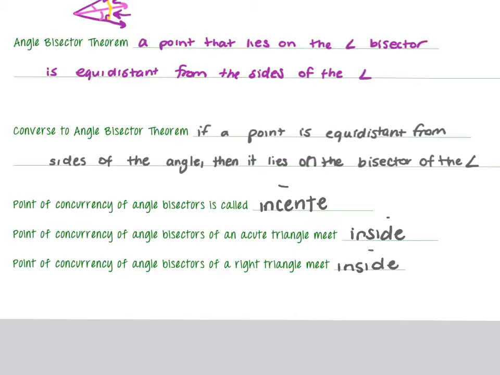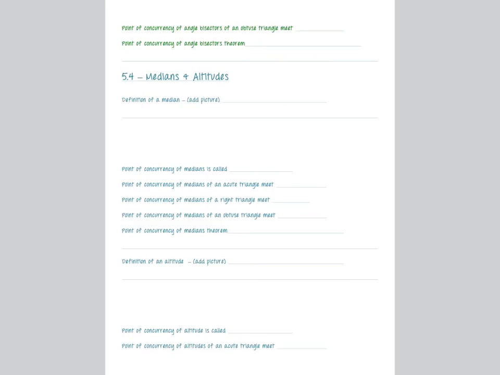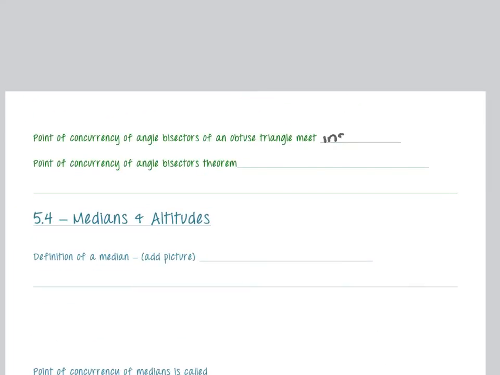Obtuse is on the next one. It's also inside, right? So the incenter is always inside. It's equal to the sides of the triangle. Inside. This is inside. Yeah, hang on. And the theorem says that the incenter is equidistant from the sides.